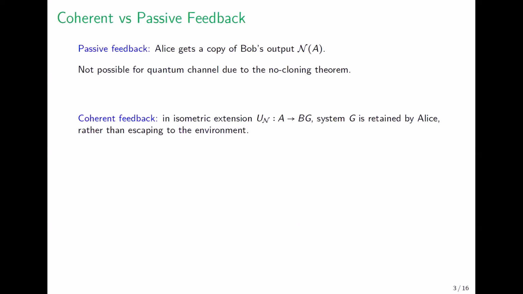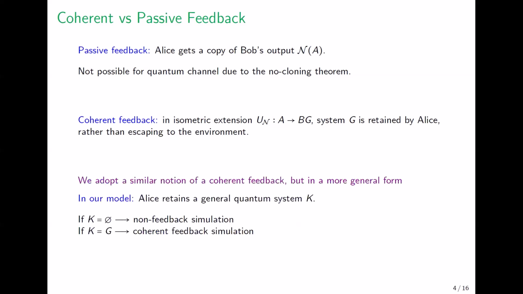And there is another notion that they introduce in the quantum case, and that is coherent feedback. What is coherent feedback? Imagine that we have this channel and consider its isometric extension from A to B and G. Here is the environment system. In the coherent feedback scenario of the reverse Shannon theorem, the encoder wants to retain this G system. They don't want this G system to escape to the environment. They want to keep this G system.